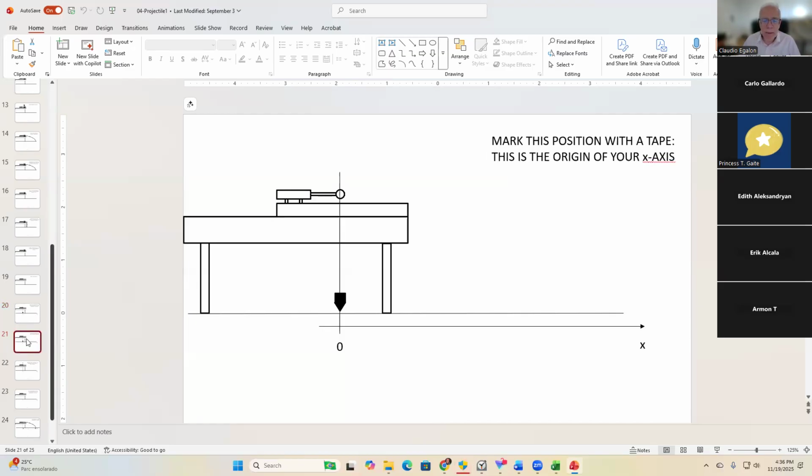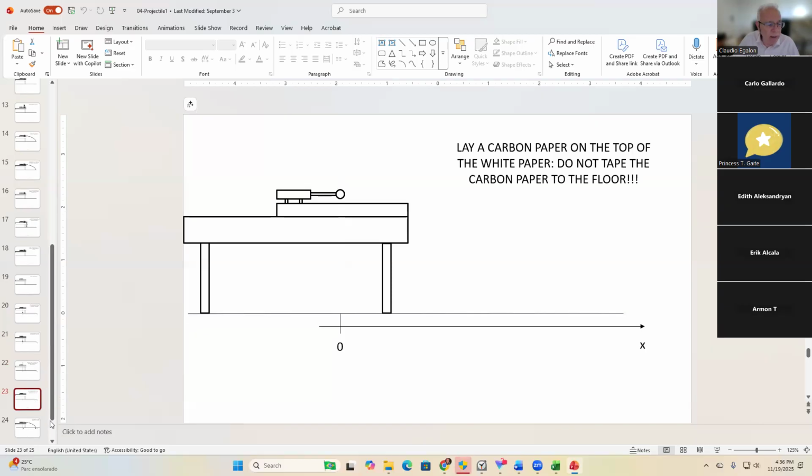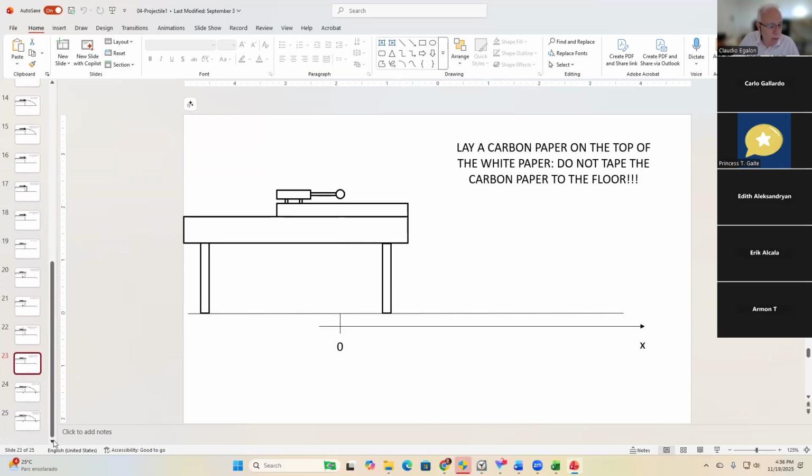Mark this position with tape on the floor. This is the origin of your x-axis. Why are we doing that? Because we are going to measure the distance, the range of the projectile, from that spot to wherever it falls. So tape a white paper to the floor at the approximate position where the projectile lands, and put the carbon paper on top of the white paper. Do not tape the carbon paper to the floor, just the white paper. We like to reuse the carbon paper.